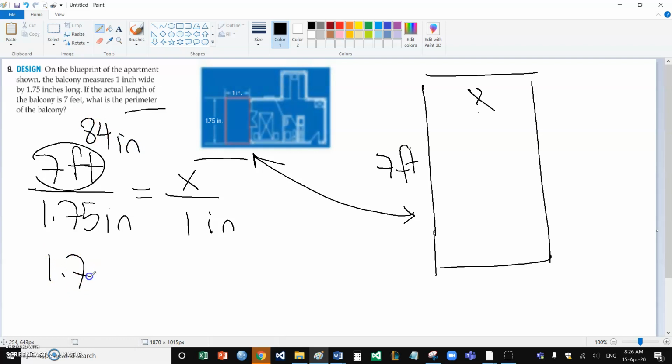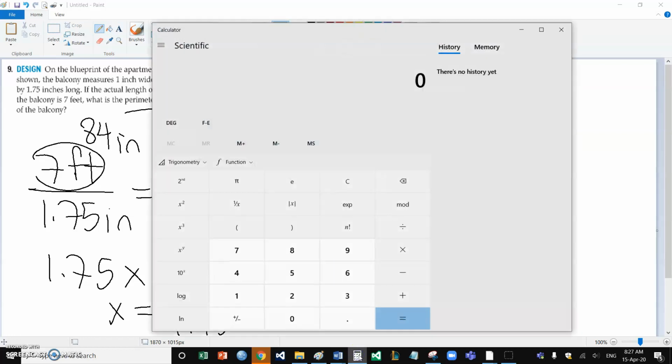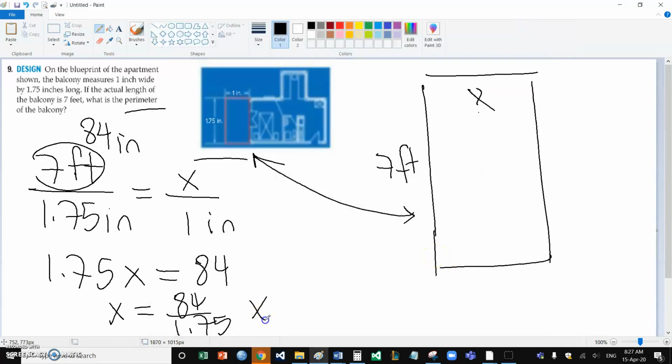So 1.75 times x equals 84. x equals 84 divided by 1.75. Let's find that. 84 divided by 1.75 is 48. So x equals 48. Okay? And this would be 48, and this would be 84 and 84.